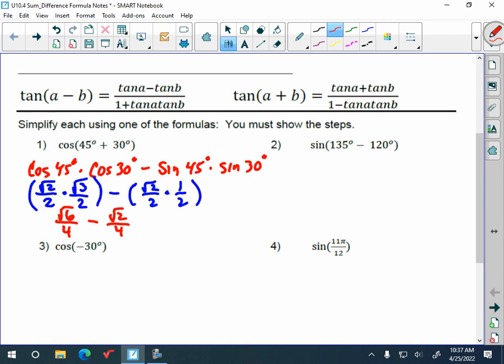Now the denominators are the same, so we can combine these together as one single fraction. We carry the denominator across. Now with adding and subtracting radicals, they have to be the same numbers underneath to add them, and they're not. So all we do is write root 6 minus root 2. So this is the exact answer for cosine of 75 degrees. Root 6 minus root 2 over 4.